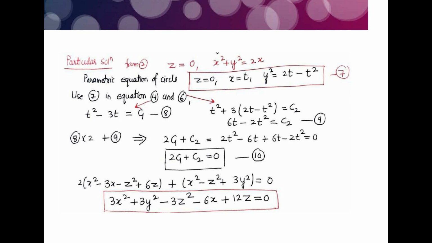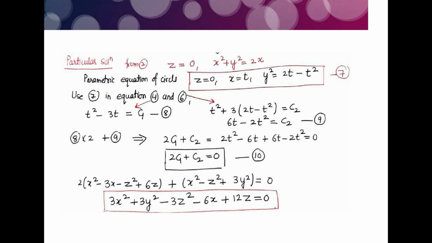So it is z equal to 0 and the cylinder is x square plus y square equal to 2x. Now we have to write down the parametric equation. Z is always 0, so keep it as it is. Now out of x and y, it is a quadratic equation in x and y. So we have to see this carefully.